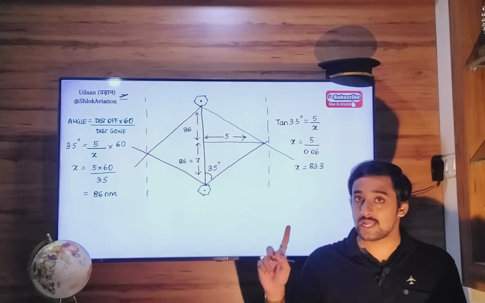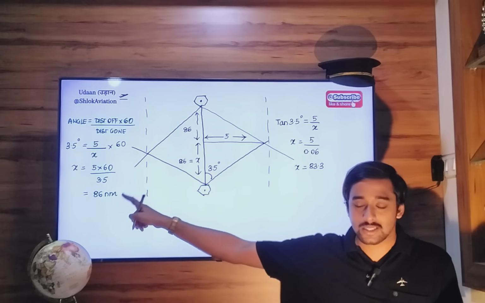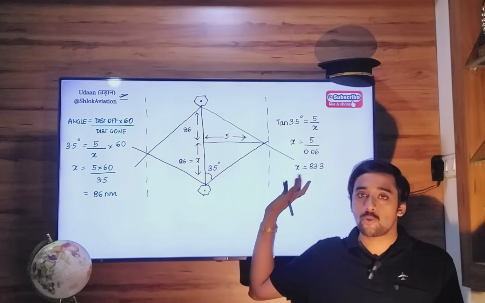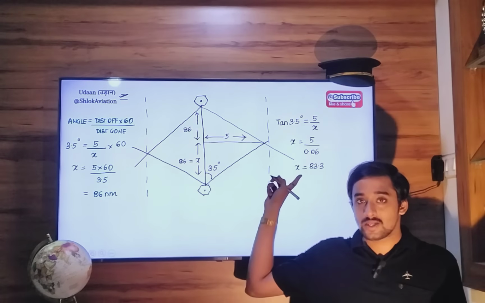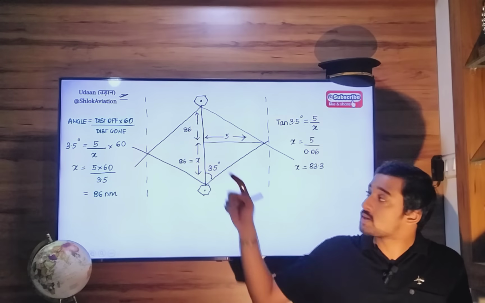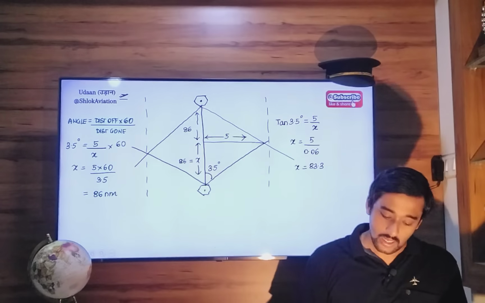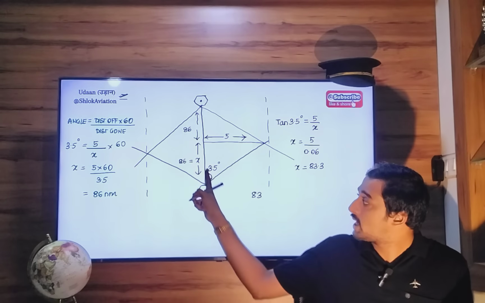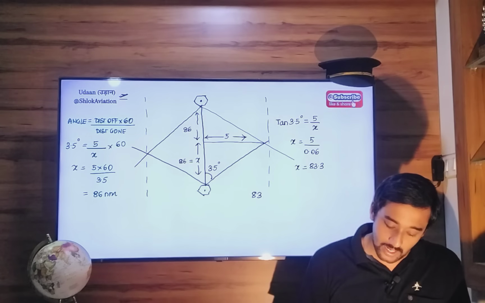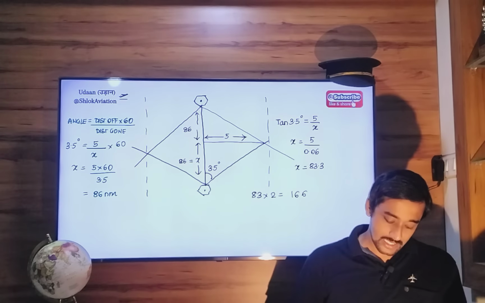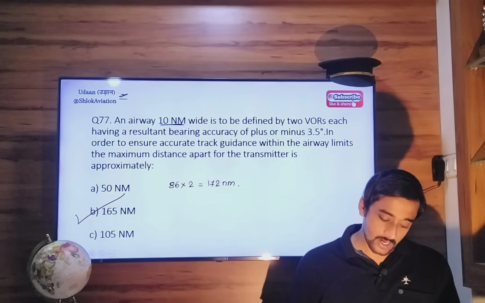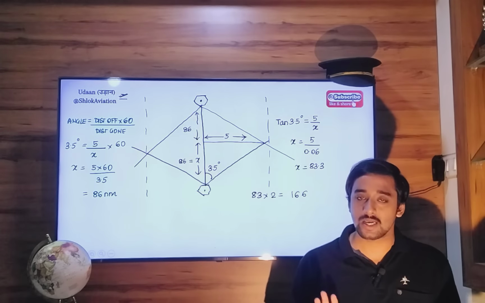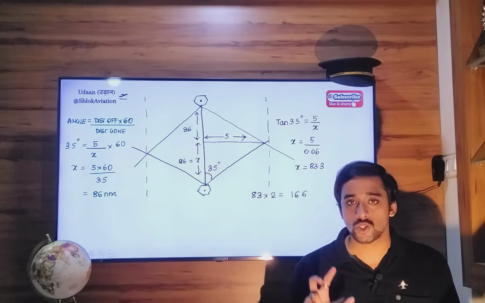With the 1 in 60 rule formula, we got 86. Using tan, we got 83.3, so approximately 83. So if we go by this formula, the total distance between these two VORs will be 83 plus 83, so 83 multiplied by 2, that is 166. So that's why option Bravo. Do find out the answers using both ways and then check the closest option.